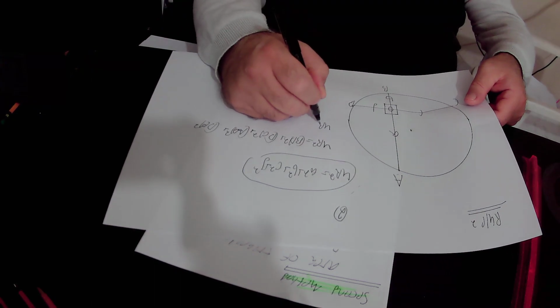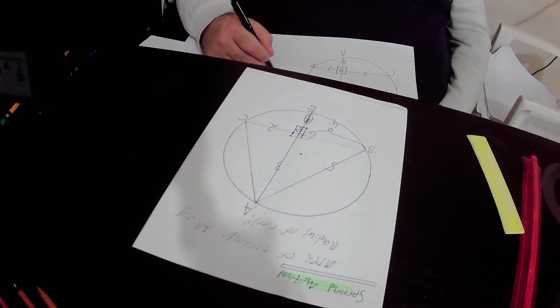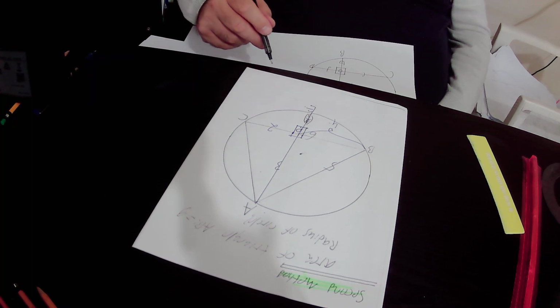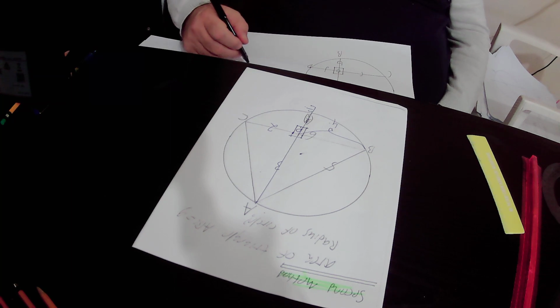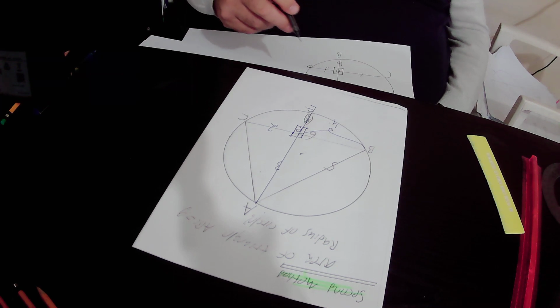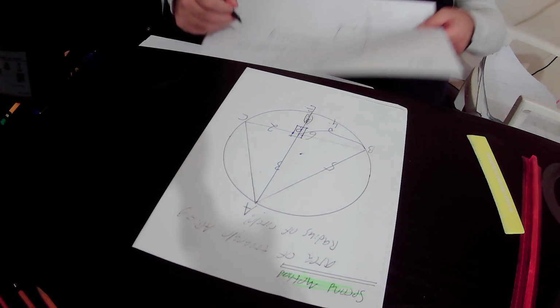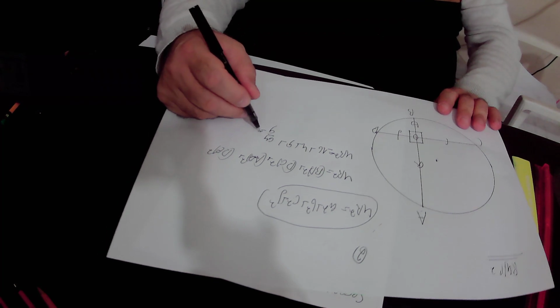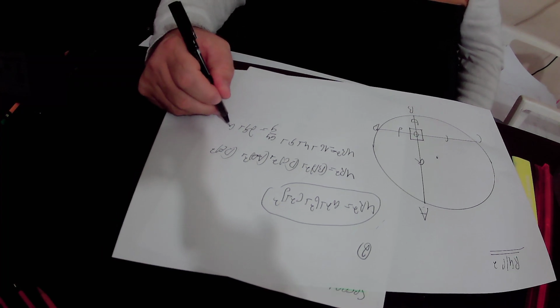4 times r squared equals BD squared, BD is 4, so BD squared is 4 squared, that is 16, plus DC squared. DC is 2, so DC squared is 2 squared, that is 4, plus AD squared. AD is 3, so AD squared is 3 squared, that is 9, plus DE squared. DE is 8 over 3, so DE squared is 8 over 3 squared, that is actually 64 over 9. So in conclusion, we found out that 4 times r squared equals 16 plus 4 is 20, and 20 plus 9 is 29, so it is 29 plus 64 over 9.